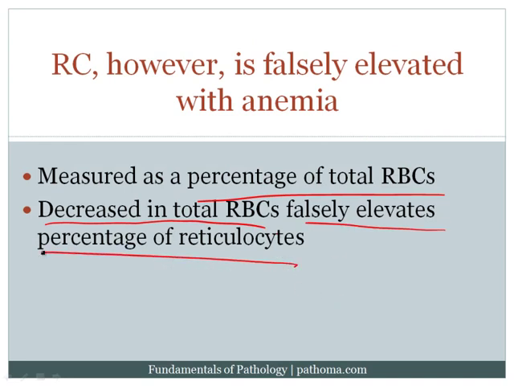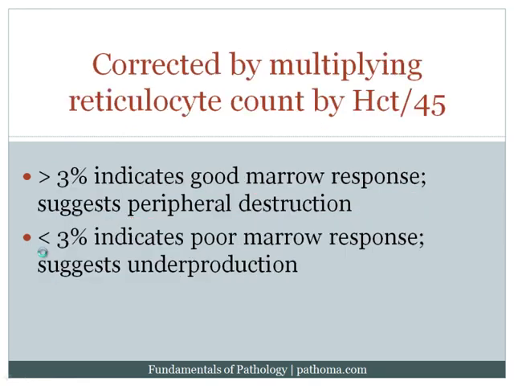Therefore, in order to adjust for the anemia, we need to correct the reticulocyte count. And how do we correct the reticulocyte count? By multiplying it by the hematocrit divided by 45. That then would correct the reticulocyte count.